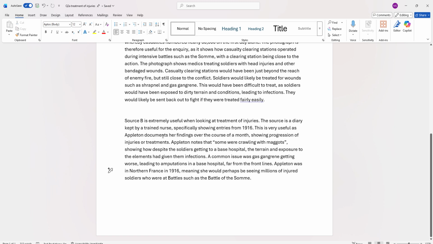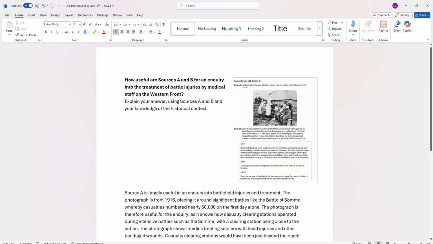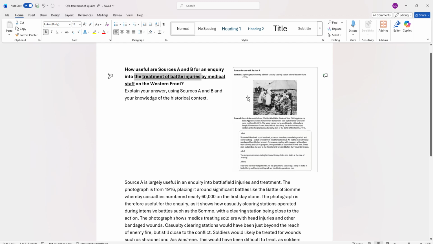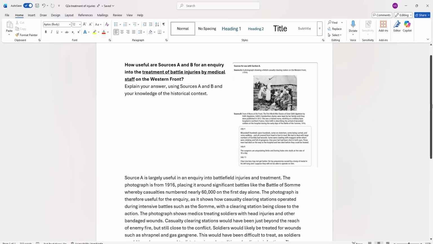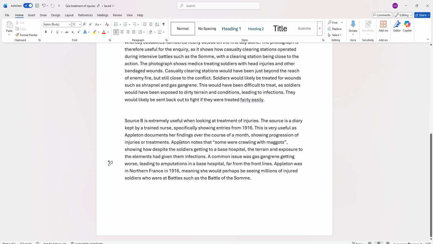So the source is a diary kept by a trained nurse, specifically showing entries from 1916. This is very useful as Appleton documents her findings over the course of a month, showing progression of injuries or treatments. Remember, treatment of battle injuries is what we're looking at. Try not to forget to keep looking back at this. Then, instead of pointing out something in a picture, I've got a quote I can use. So, Appleton notes that some were crawling with maggots, showing how despite the soldiers getting to a base hospital, the terrain and exposure to the elements had given them infections.